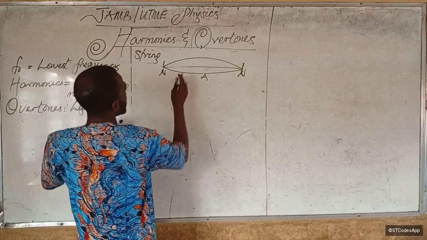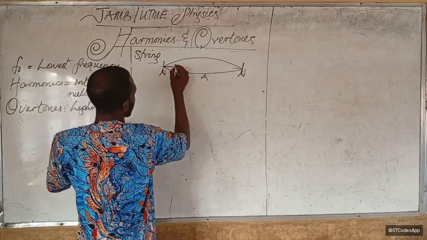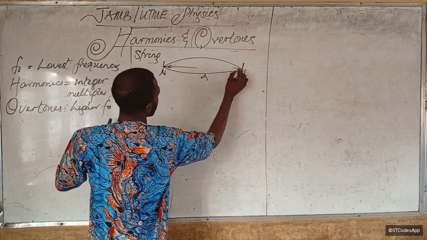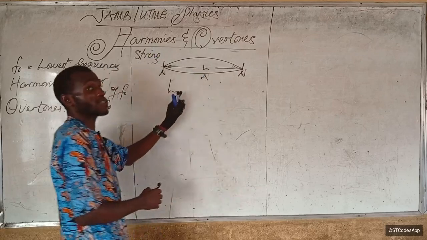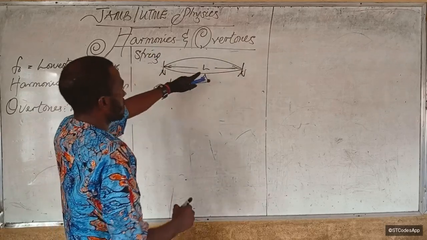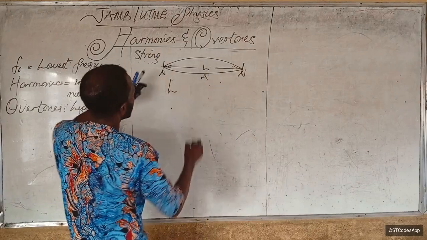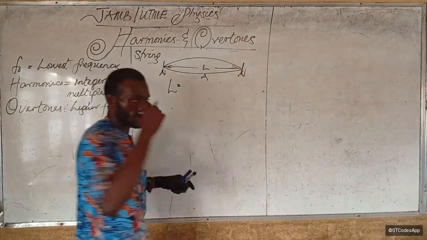So in this case, this string has a particular length, isn't it? That's the length. But we analyze based on the length. So let's see the wavelength that covered this entire length. Now, how many wavelengths is this? Now, this is the trick.